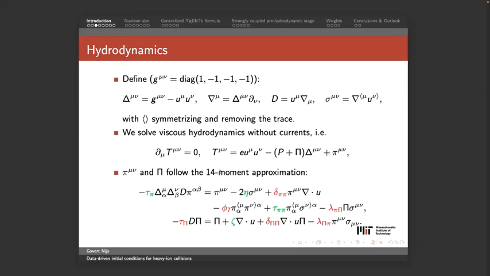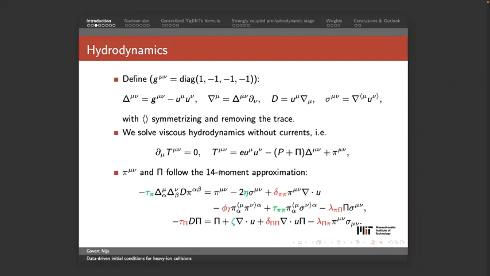I don't know how this historically went, but there are the moments of the Boltzmann equation. G mu nu is 10 and J mu is 4, those were the currents. So G mu nu is 10 because it's symmetric, a 4 by 4 symmetric matrix. And the 14 moments reduces to 10 if you don't include the current.